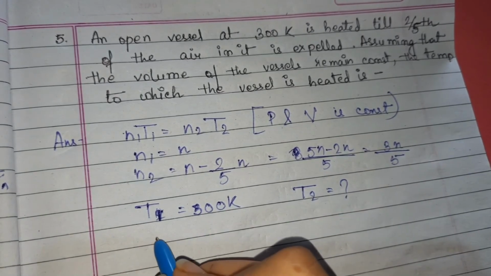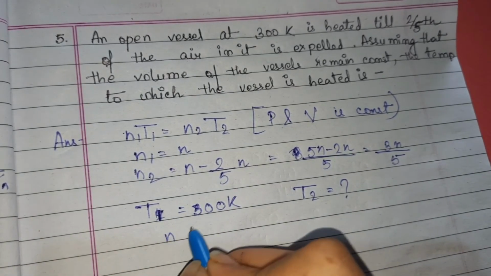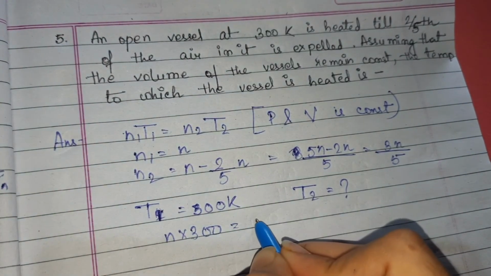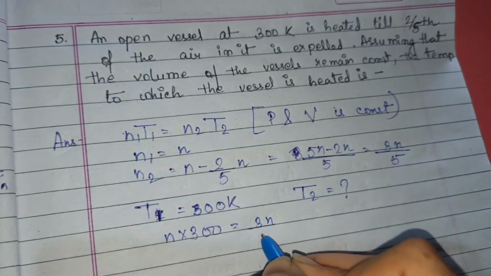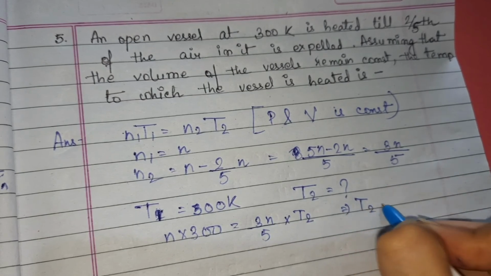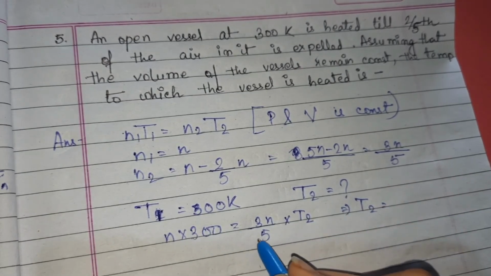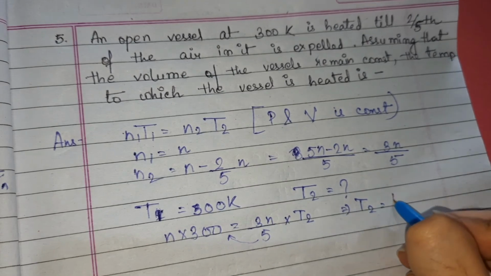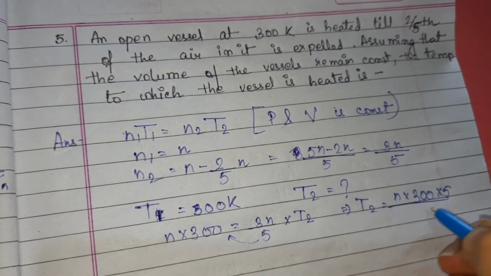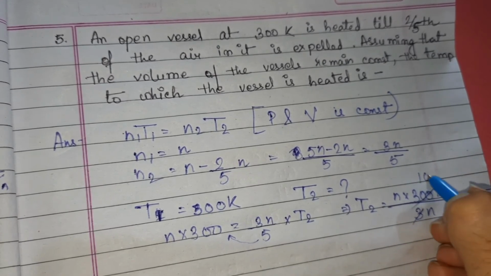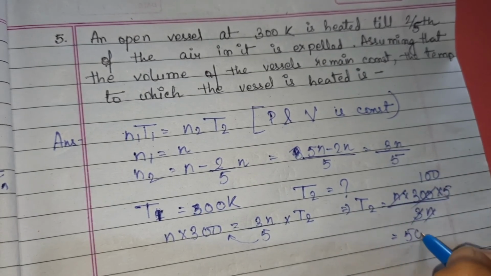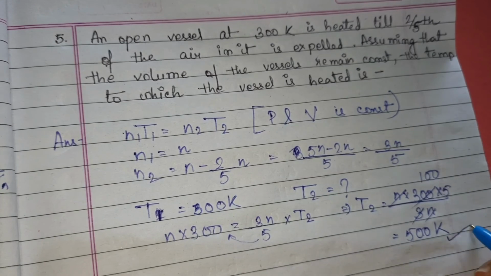Now let's put everything. N into 300, in this equation we are putting, is equal to 3N by 5 into T2. So our T2 will come, if this goes to this side, it will be multiplication, because on the right side of the equals to it's division, 5 by 3N. N cancels, so 500 Kelvin will be our answer.